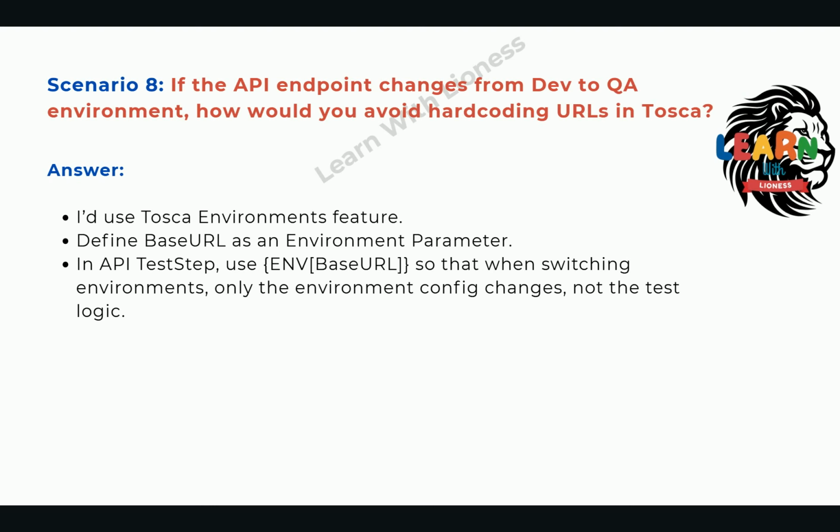Scenario 8. If the API endpoint changes from dev to QA environment, how would you avoid hardcoding URLs in Tosca? Answer. I'd use the Tosca environments feature. Define base URL as an environment parameter. In the API test step, use the environment base URL so that when switching environments, only the environment config changes, not the test logic.